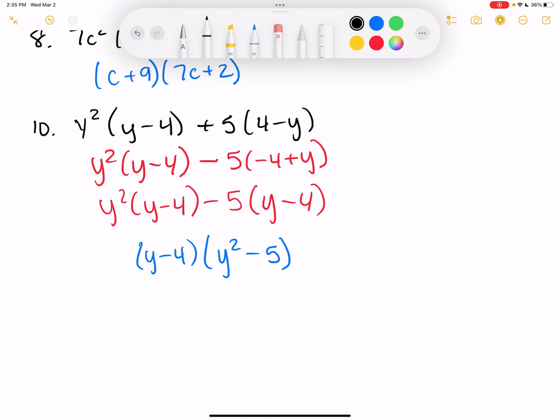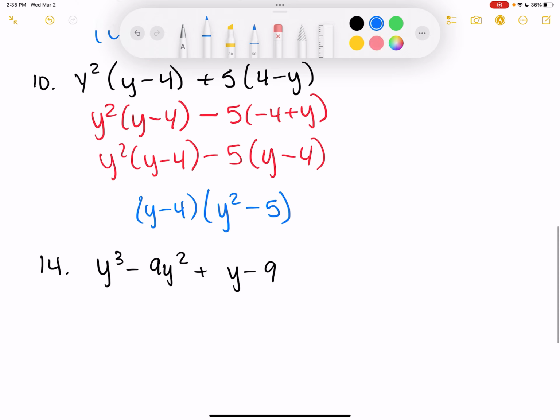Next one, it says to factor the polynomial. So basically, what's happened is they've done the first step of factoring for you, and now you're going to do the grouping part. 14y cubed minus 9y squared plus y minus 9.